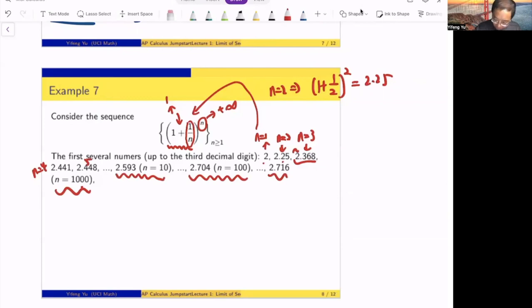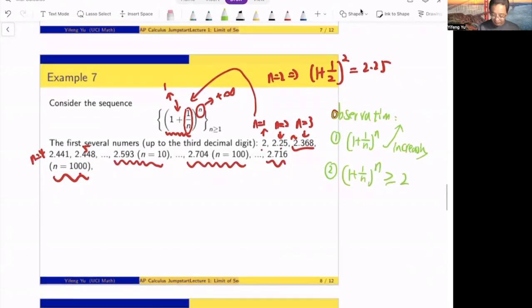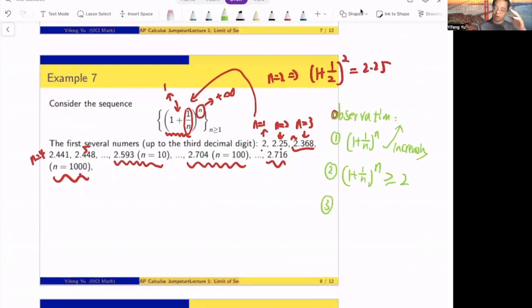All right, so we make some observations from those data. First, it looks like the sequence (1 plus 1 over n) to the power n is increasing as n increases. Number two, it looks like it is always no less than 2. But meanwhile, it's increasing, but does not increase all the way to as large as you want. When n is 1,000 it's 2.717, and for 100 it's 2.704, so it looks like it's not going to surpass 3.